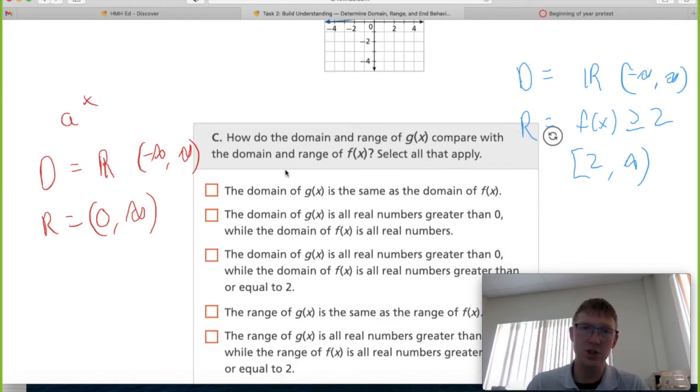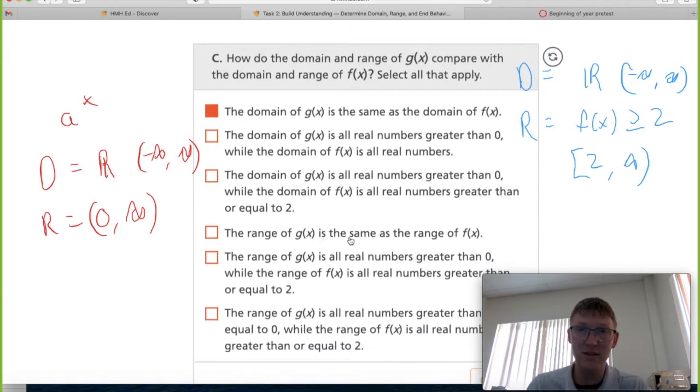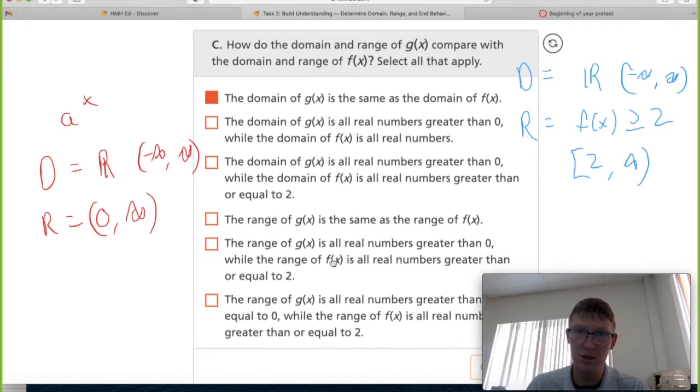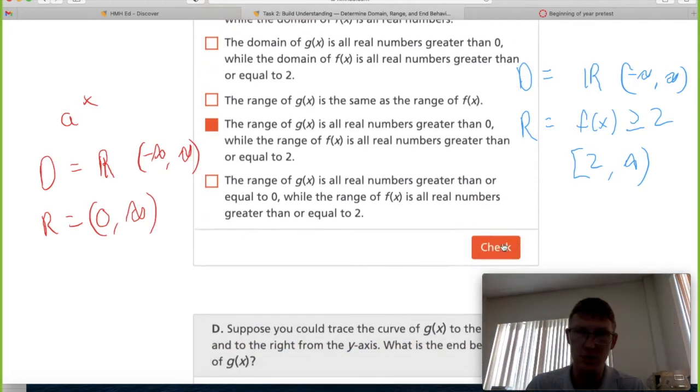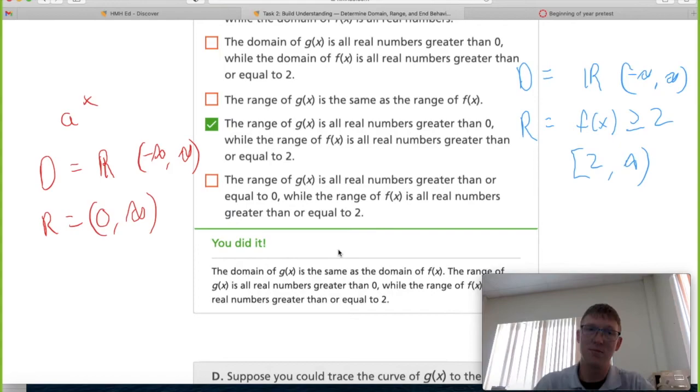The domain of g of x is the same as the domain of f of x. I'll agree to that. The domain of g of x is all real numbers greater than 0. That's not right. The range of g of x is the same as the range of f of x. That's not right. I don't agree with that. The range of g of x is all real numbers greater than 0. Okay, I'll agree to that. While the range of f of x is all real numbers greater than or equal to 2. I'll agree to that one too. Yay!